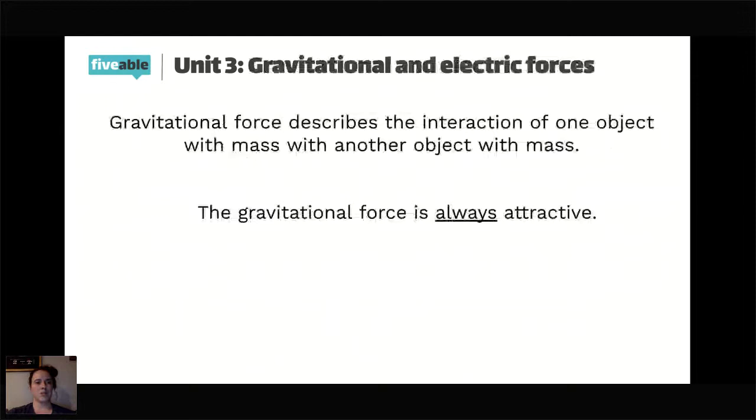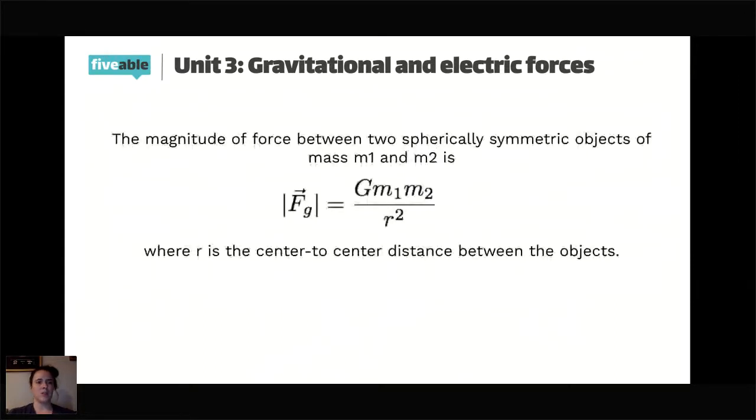Okay, so gravitational force describes the interaction of one object with mass with another object that has mass. And your gravitational force is always attractive. So that field is always pointing to the center. It's never pointing outward. Unlike for electricity. Okay, and the magnitude of that force between your two spherically symmetric objects of mass m1 and m2 is G m1 m2 over r squared, where r is the center to center distance between the objects, not surface to surface, center to center. That's a place where people get tripped up.